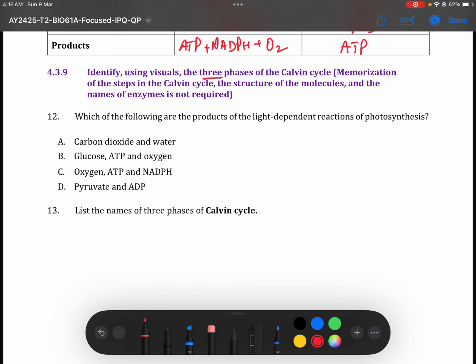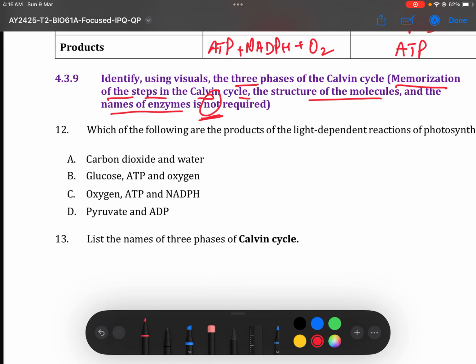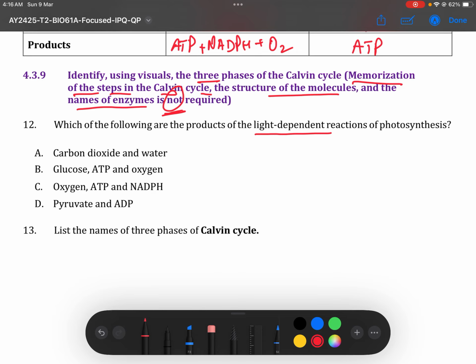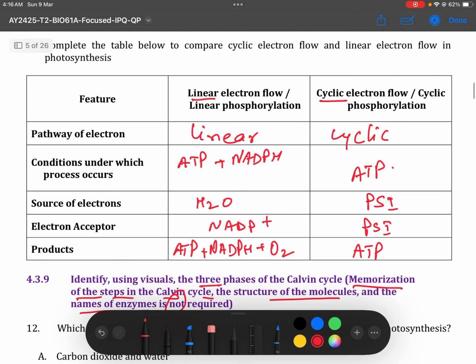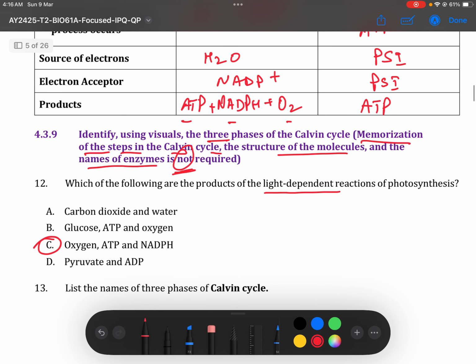Identify using visuals the three phases of the cycle. So you should know the three phases of the cycle, but memorization of the steps in the Calvin cycle and structures of the molecules and the names of the enzymes is not required. Be sure it's not required. Which of the following are the products of the light dependent reaction? Both are basically called light dependent reaction, but the linear is the complete one. So we just wrote over here ATP, NADPH, and O2.